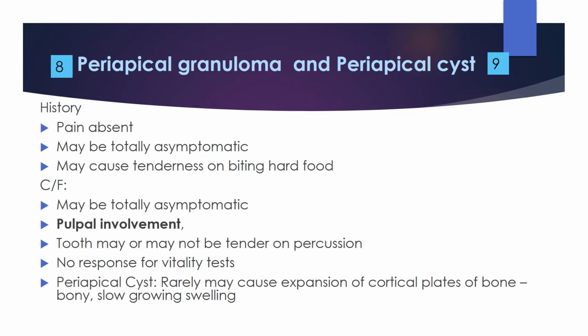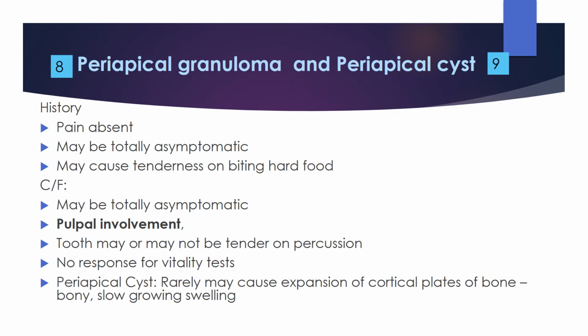Periapical granuloma and periapical cysts. Now, the patient is generally not complaining of pain. They may be totally asymptomatic or may have tenderness on biting hard food. Generally, a granuloma and a small periapical cyst is something that you would not be able to recognize while looking at the patient clinically, and you would only be able to tell that there is a periapical lesion based on the radiograph. There is definite pulpal involvement. The patient could be totally asymptomatic and the tooth may not be tender on percussion, and there may be no response to vitality tests simply because the tooth is already non-vital.